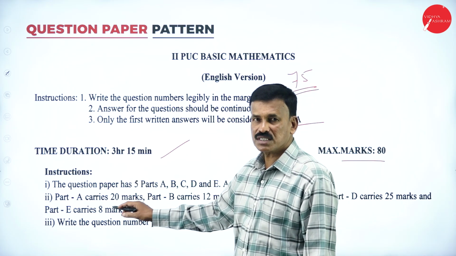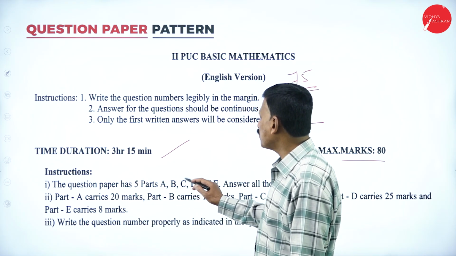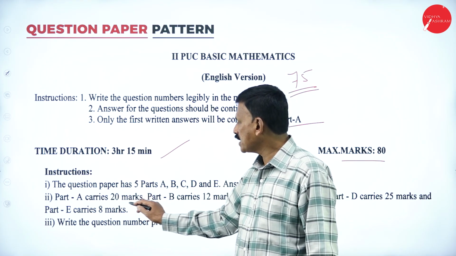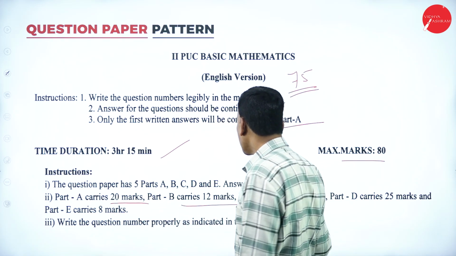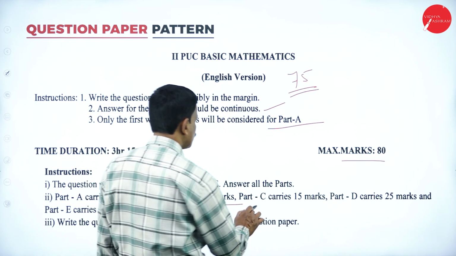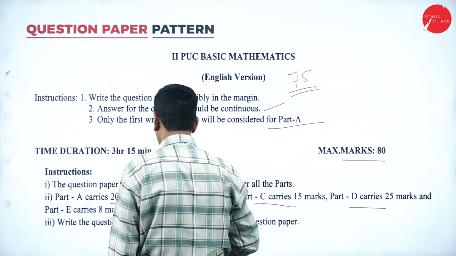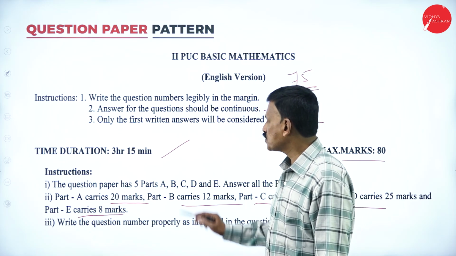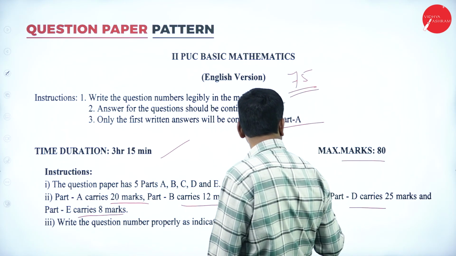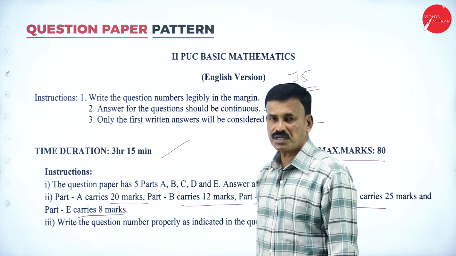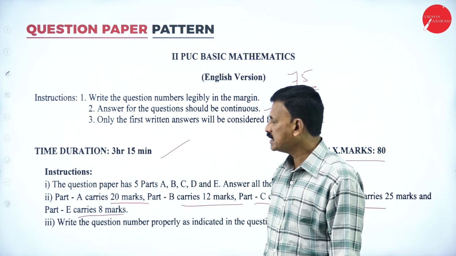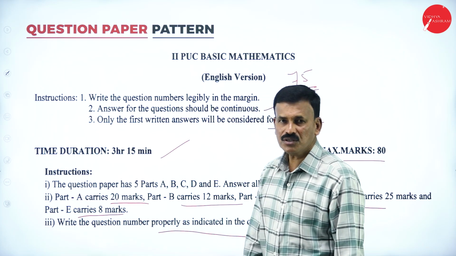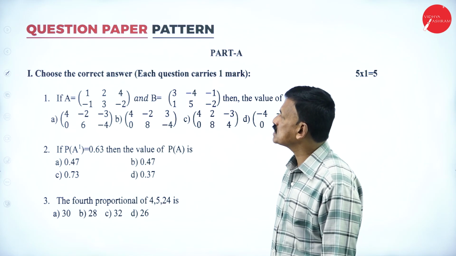So, instructions, what are the instructions? The question paper has 5 parts A, B, C, D and E. Answer all the parts. Part A contains 20 marks, part B carries 12 marks, part C carries 15 marks, Part D carries 25 marks and Part E carries 8 marks. 20 plus 12 plus 15 plus 25 plus 8. Write the question numbers properly as indicated in the question paper. So these are the instructions.